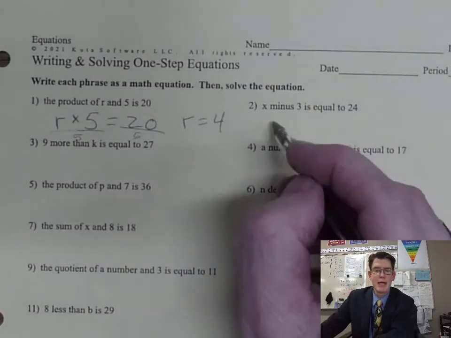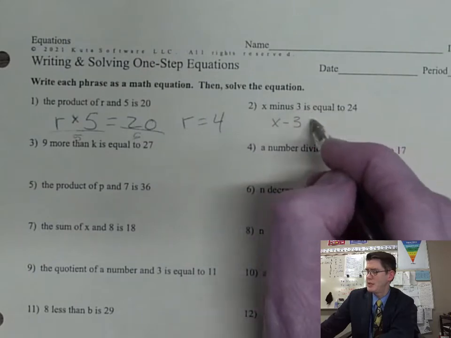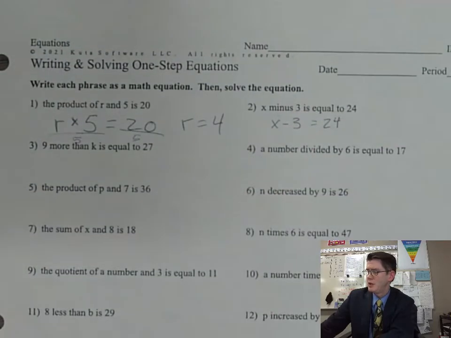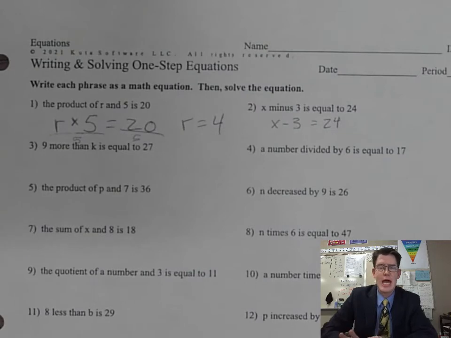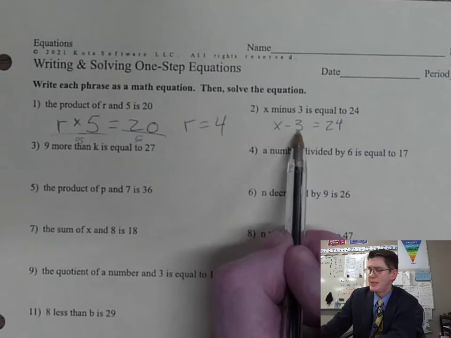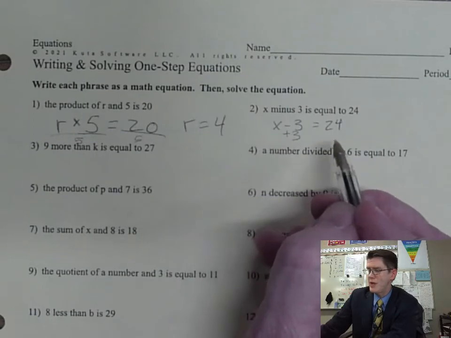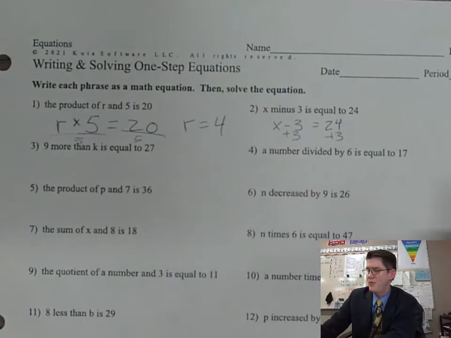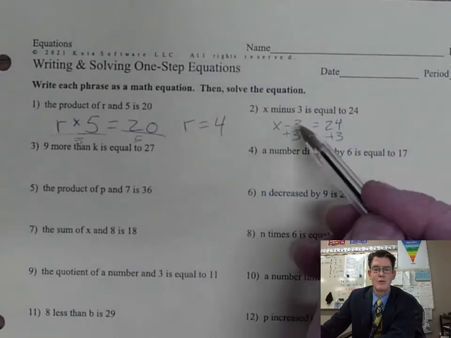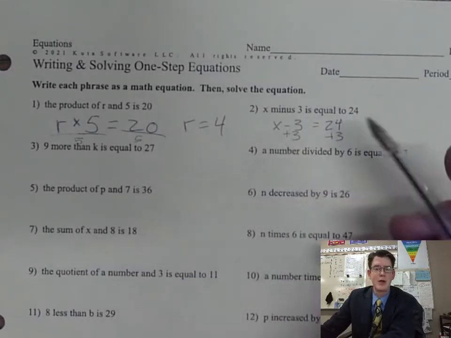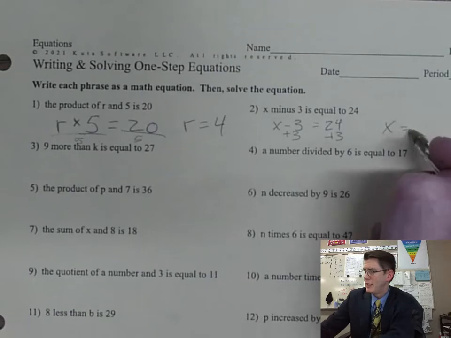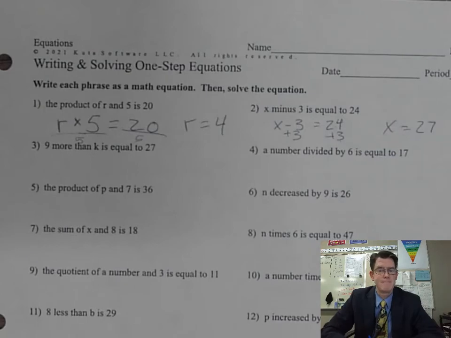x minus 3 is equal to 24. And if you try to do this in your head, you might mess up on which operation to use. Just make sure you use the opposite operation. To undo this minus 3 that's attached to the x, we add 3 on, and then we add 3 on to there as well. Because this goes away, that just becomes 0, so x is all by itself. And then the equal sign, and 24 plus 3 is 27. All right, go through and work on these.